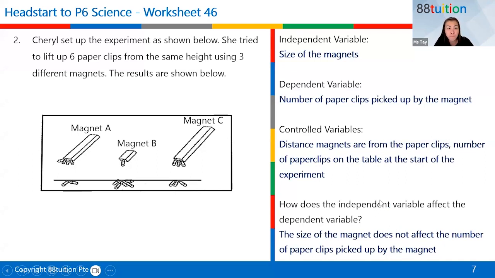Do you all get this? If you didn't, copy it down quickly. All right. So this one is because magnet C is the largest but picked up only 3 clips. You all can see that, right? Okay, let me go on to the next one.